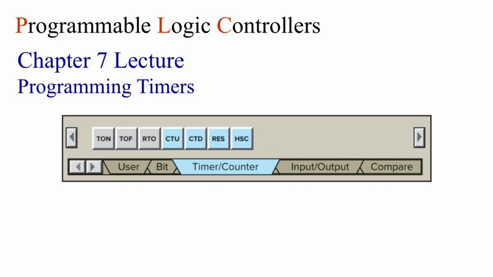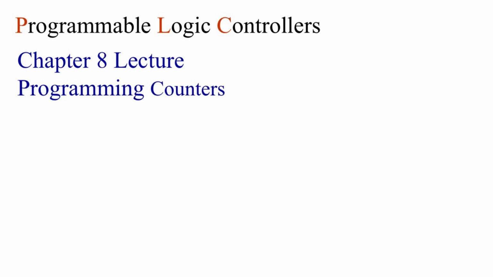In short, on-delay timers delay turning on, off-delay timers delay turning off, and retentive timers keep time until it's reset. In the next lecture, we will discuss the various types of PLC counters.